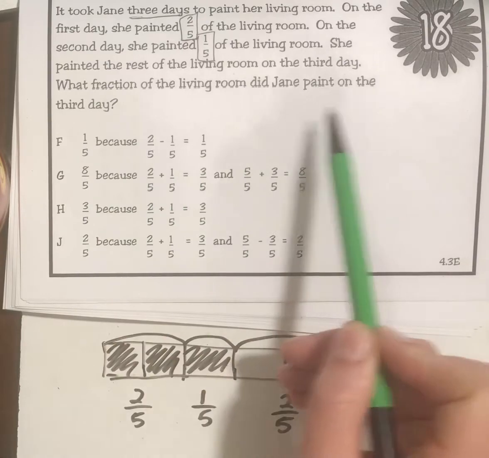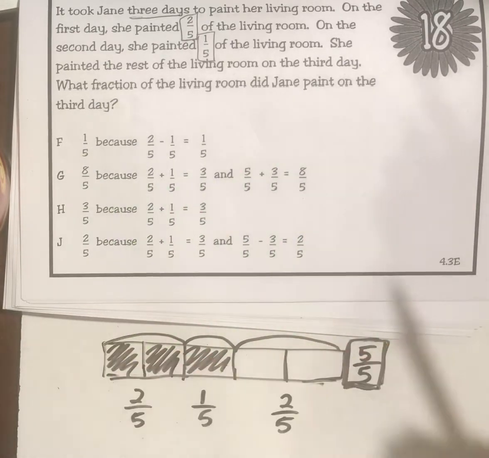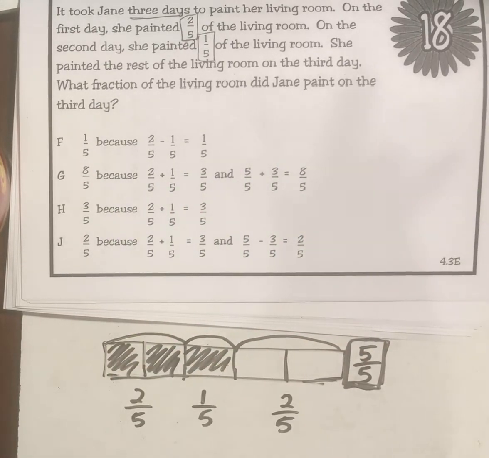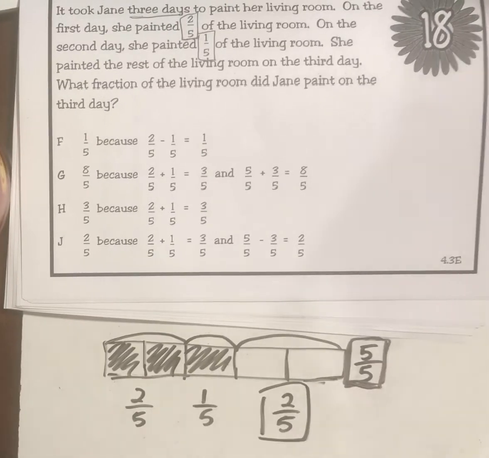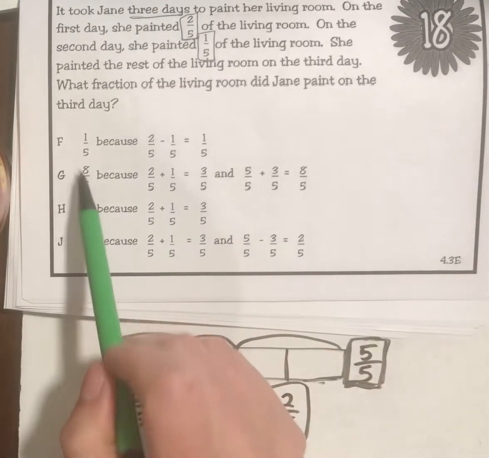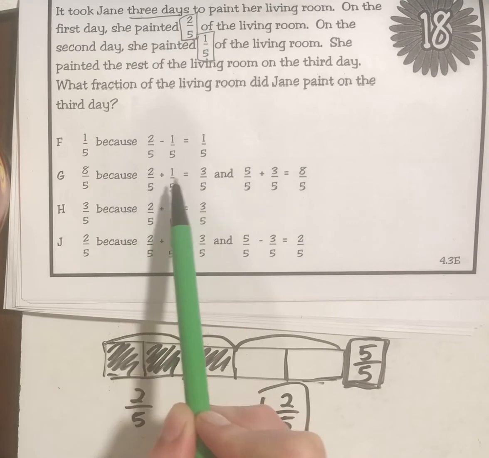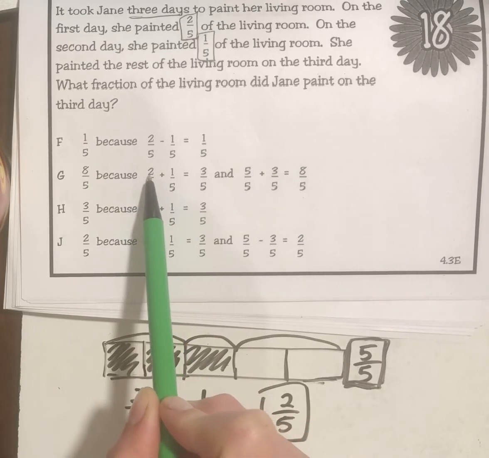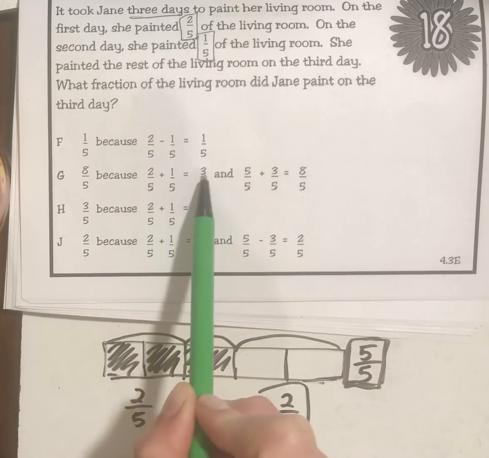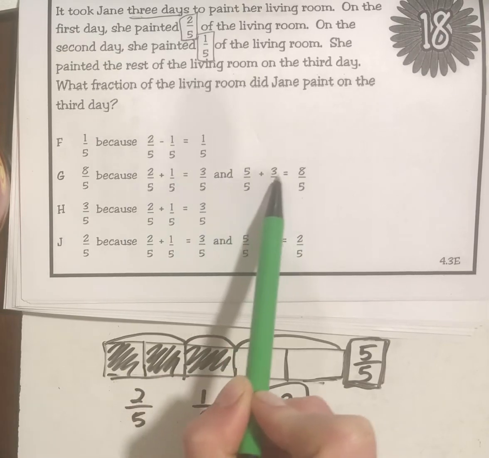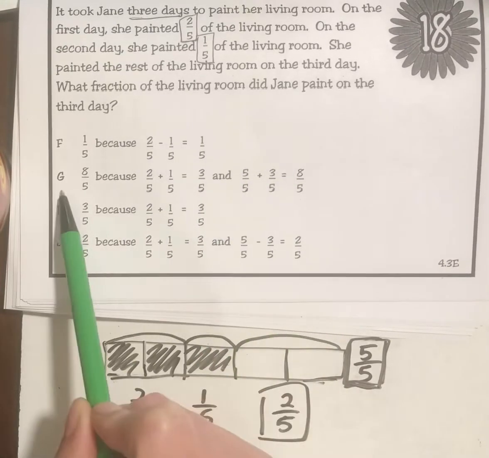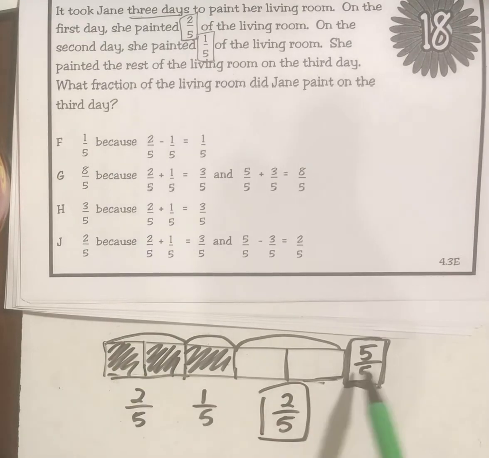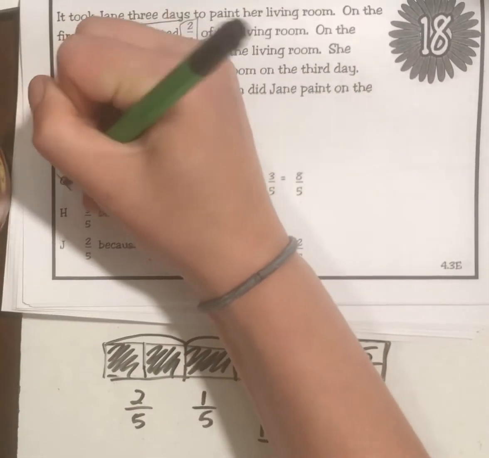She painted on the third day 1/5. Well, we know that that's wrong because we know that she painted 2/5 on that third day. 8/5, because 2/5 plus 1/5 equals 3/5, and 5/5 plus, that doesn't even make any sense because she didn't paint more than her whole living room. That doesn't make any sense at all.